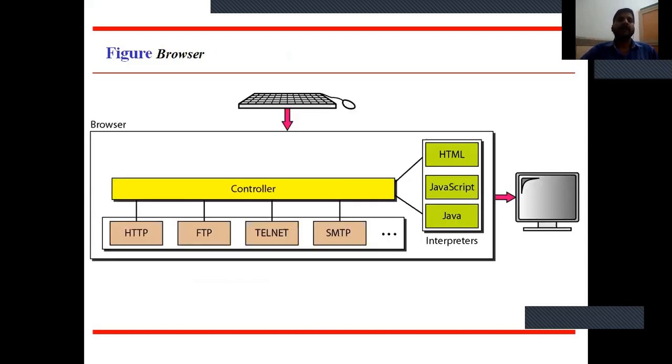And a browser is a combination of hypertext transfer protocol, file transfer protocol, telnet, and SMTP. These types of protocols we already discussed in the previous lectures. So the browser controller is associated with these HTTP, FTP, telnet, SMTP protocols, and also uses interpreters such as HTML, JavaScript, and Java. This combination of browser components helps provide browsing for clients.